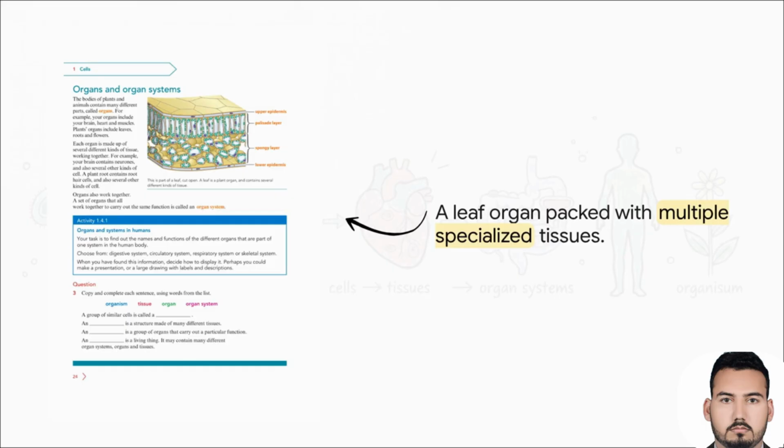Look at this incredible cross-section of just a single leaf. Even though a leaf is one single organ, this slide shows how it's literally packed with multiple specialized tissues. You've got the upper epidermis, the palisade layer, the spongy layer, and the lower epidermis. All of these distinct tissues have to work together just to make that single leaf function properly.